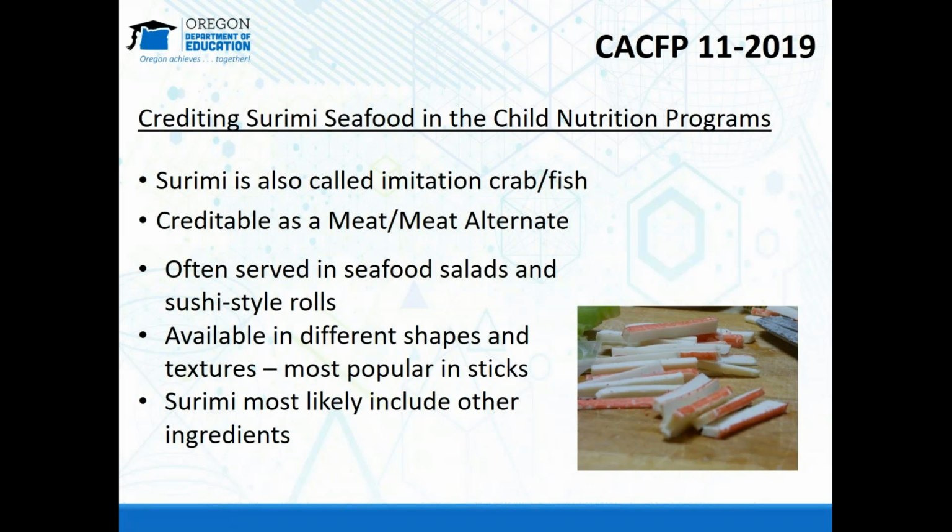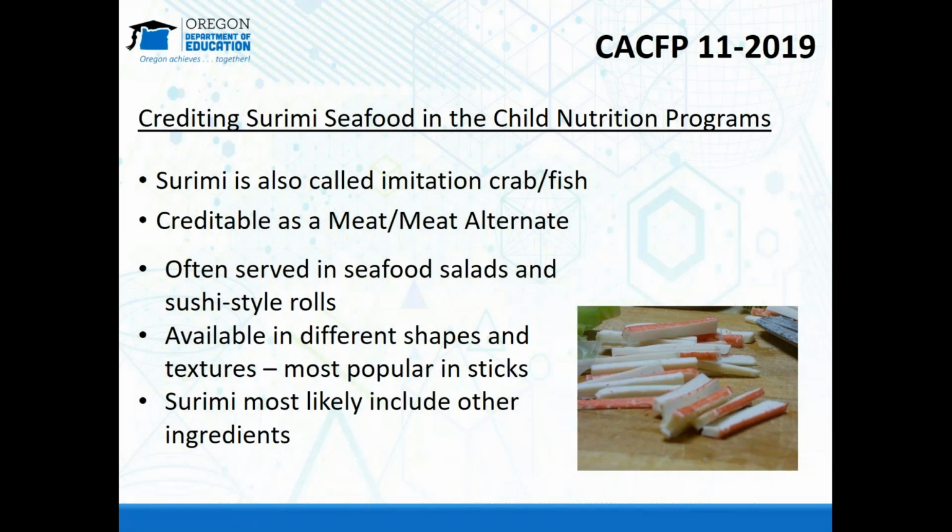Okay, so now we are going to move on to surimi. This is Memo 11/2019, and this memo allows surimi, which is also known as imitation crab, imitation fish, or sometimes just imitation seafood, to be creditable as a meat. Often you will find surimi in seafood salads or sushi-style rolls. They come in a lot of different shapes and textures, although the most popular version are the red and white sticks, which you can see on this slide.